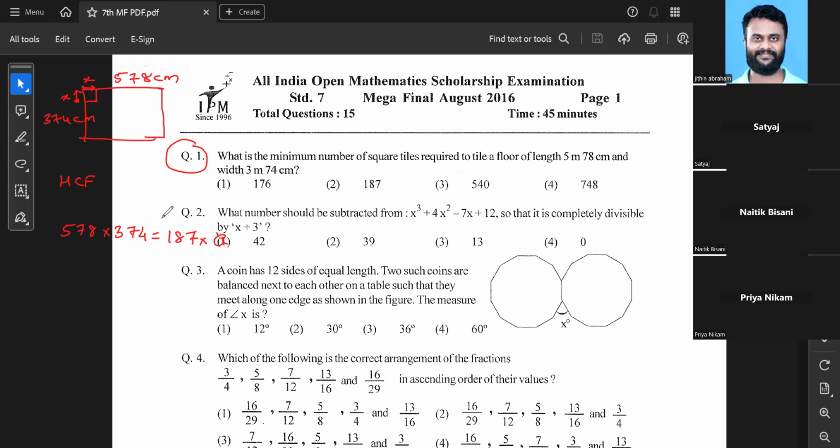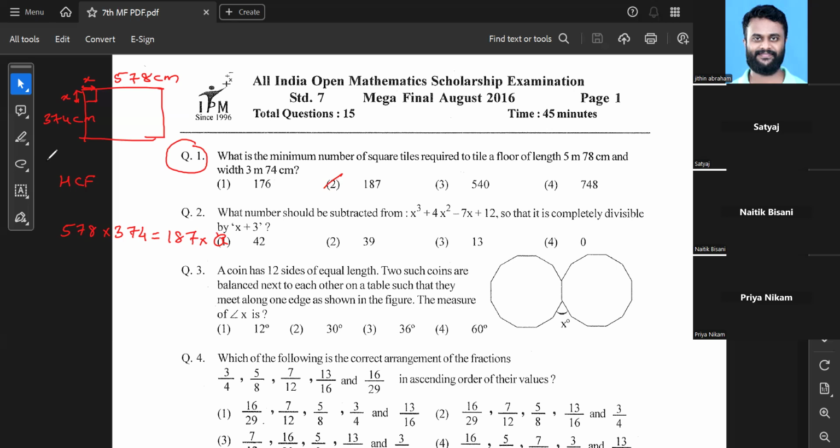1156 is the number. Can you wait for a minute because I have to note it down? Sure. 578, 374, 187 times X. Fine. Okay. So the answer is option 2, right? Yeah, option 2 is the answer.